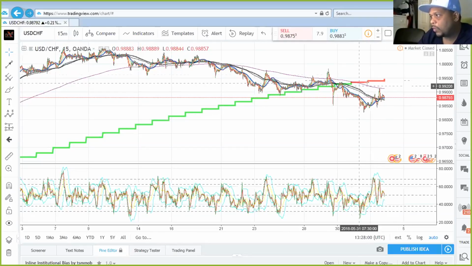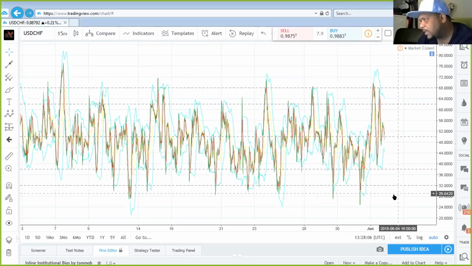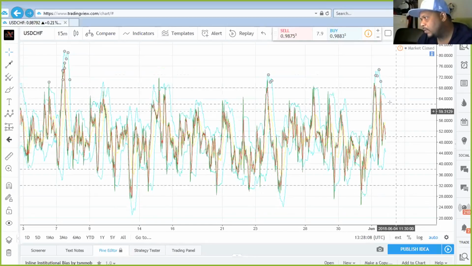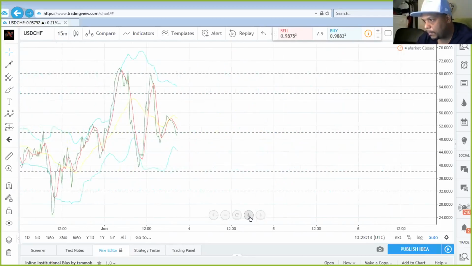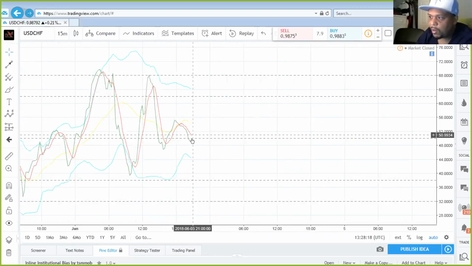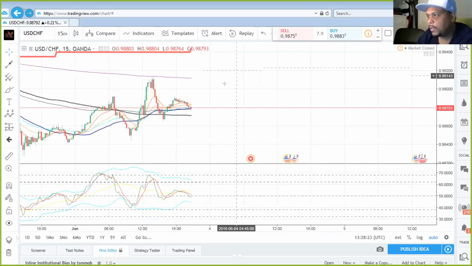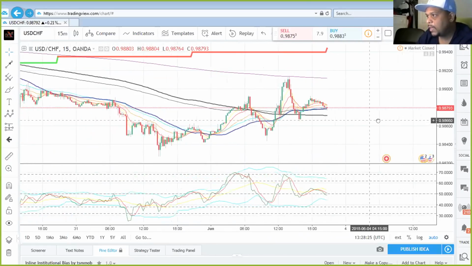But if you're going with the institutional bias, this thing is still going to drop. It's still going to go down. Your Bollinger Bands are pointing down. Everything is saying this thing is going to drop. Your sentiment is pointing down. Your RSI is pointing down. Everything is pointing down. You're going to get into some action right here. This is going to be a big drop.